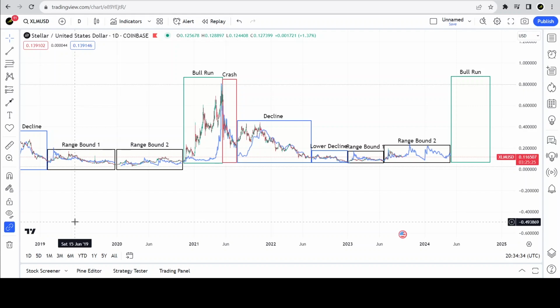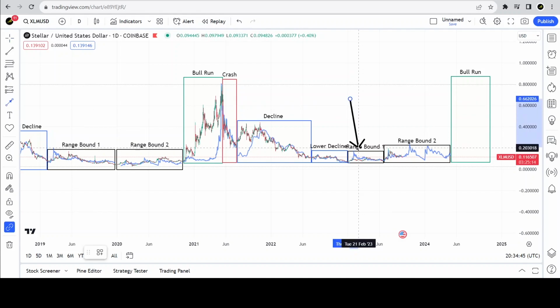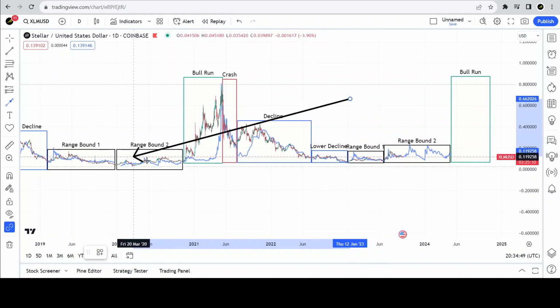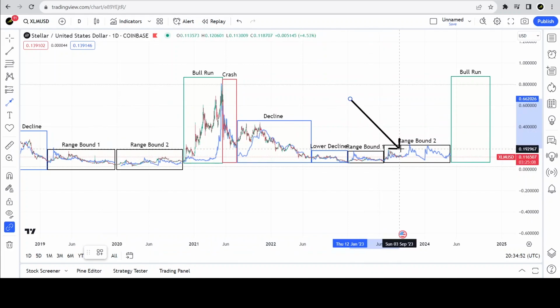We need to finish the second range-bound fractal. I don't know how long that range-bound fractal will take. It could be a short one. This one right here was quite a bit shorter than this one or this one, so maybe we'll get lucky and this one won't be this long. It'll be shorter. We'll have to see how that plays out.